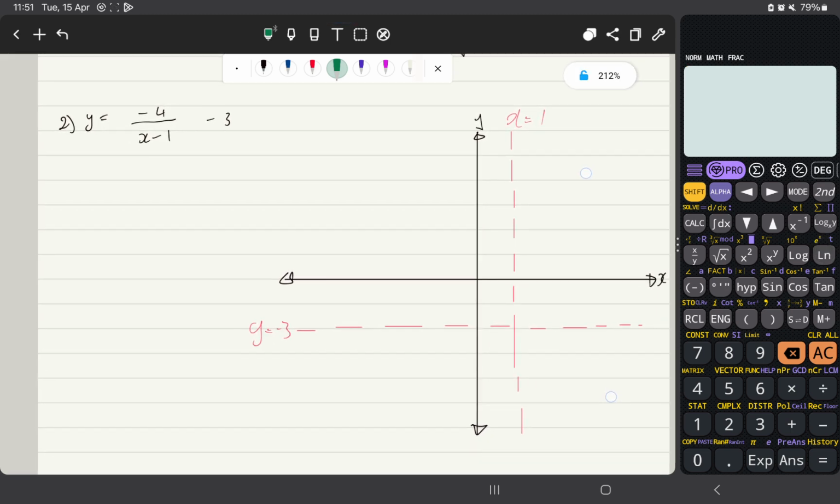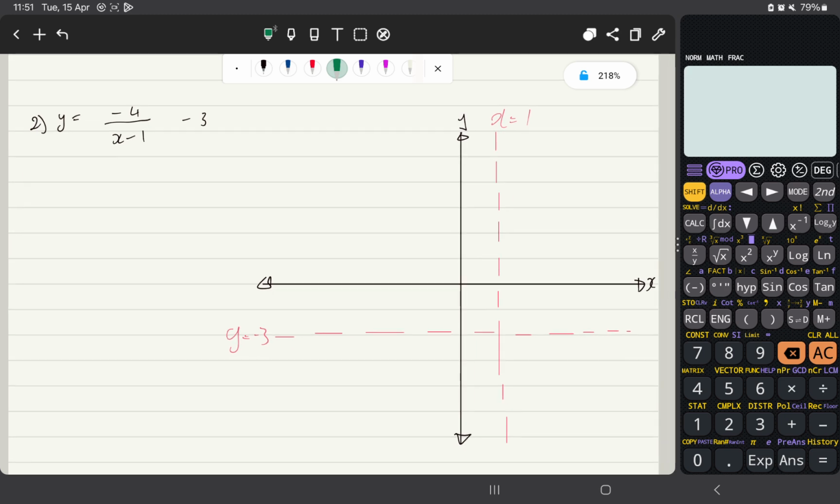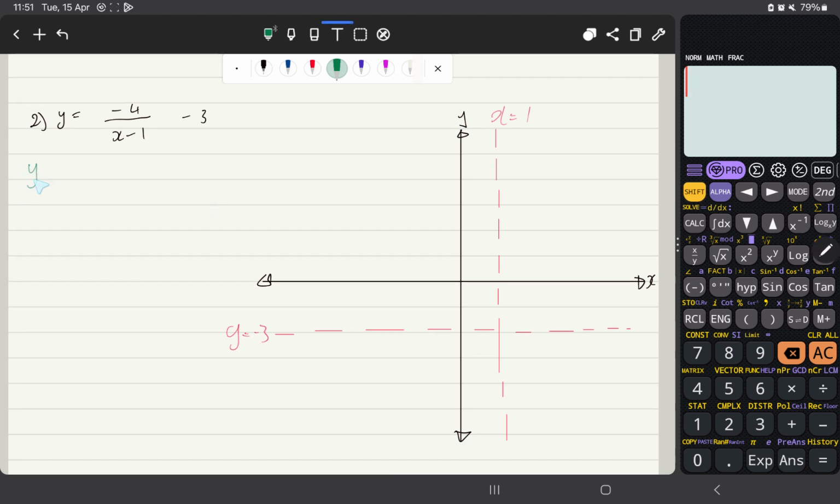Let's work on this, gentlemen. We have our asymptotes. Now we find our x-intercept. Y-intercept is quite easy. For the y-intercept, x equals 0. So you have y equals 4 over 0 minus 1, minus 3. Then you have 4 minus 3, you have 1. Therefore you have 0 and 1.